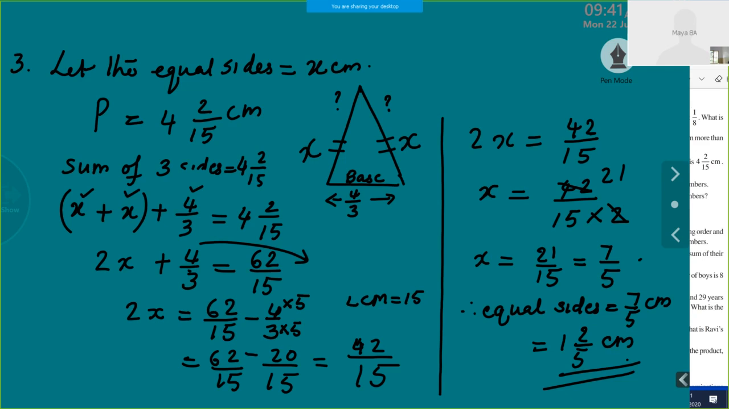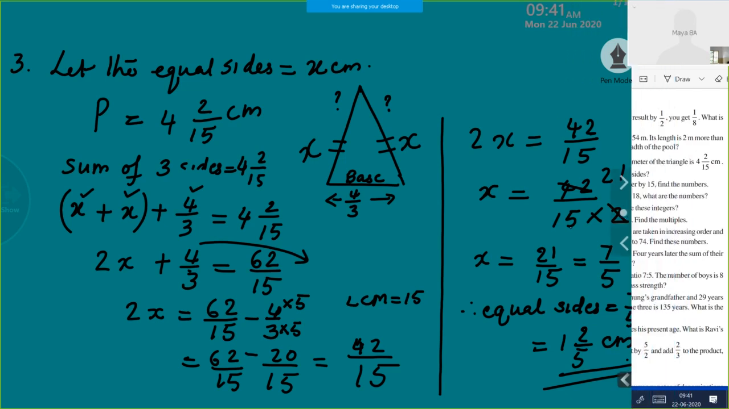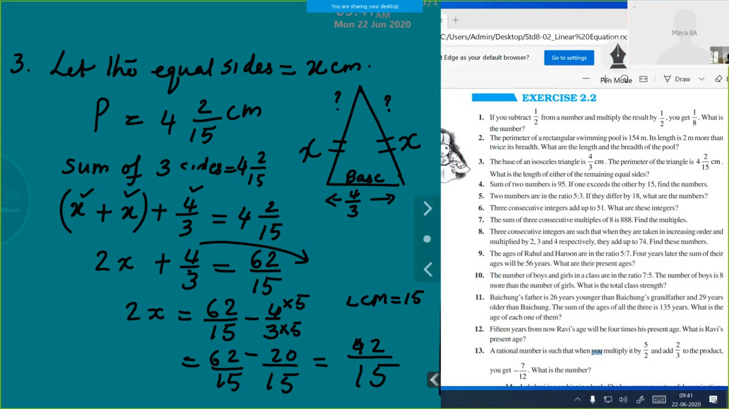Since it is an improper fraction, I changed it to a mixed numeral, 1 and 2/5. So your question is, find out the length of either of the remaining equal sides of the isosceles triangle. The answer is 1 and 2/5 centimeter. So that's all for today's class.